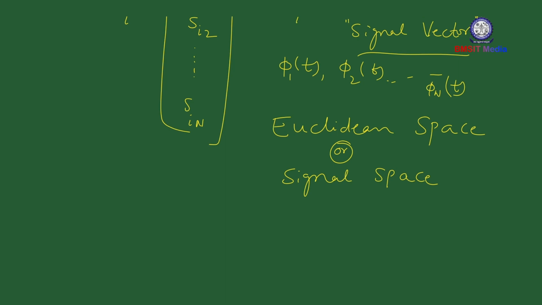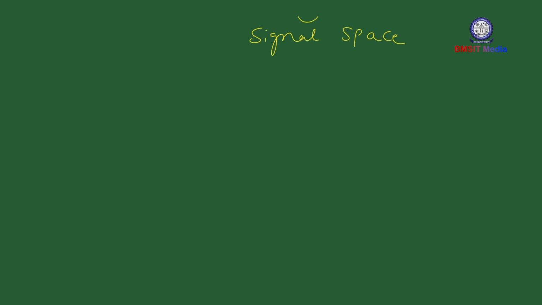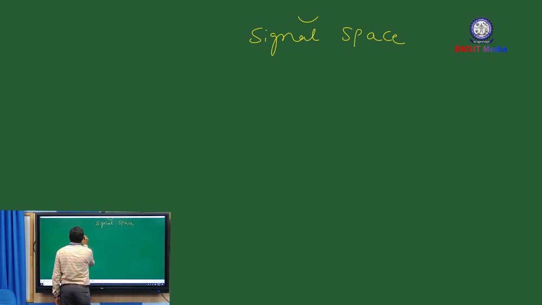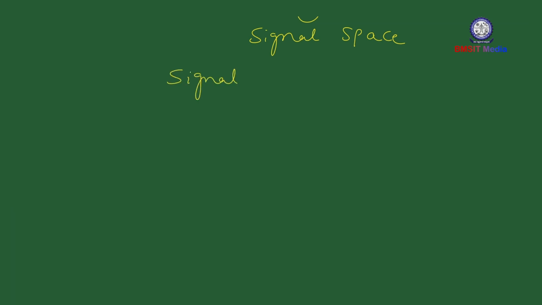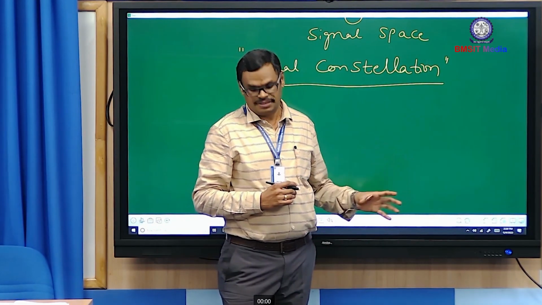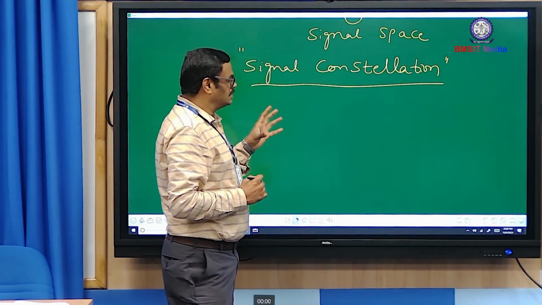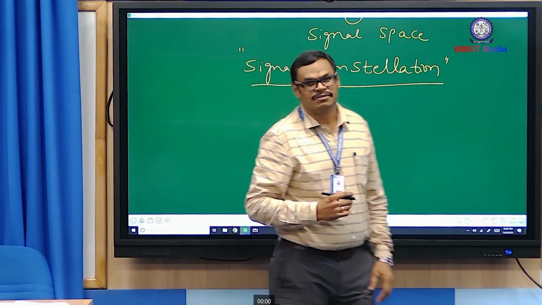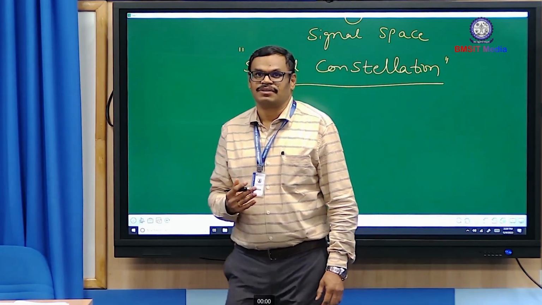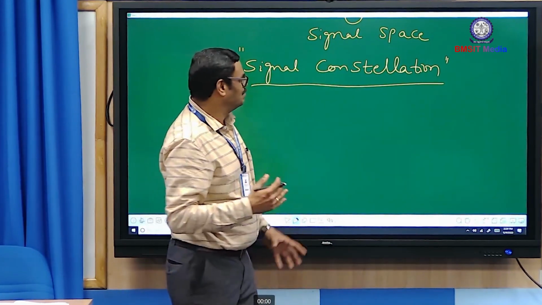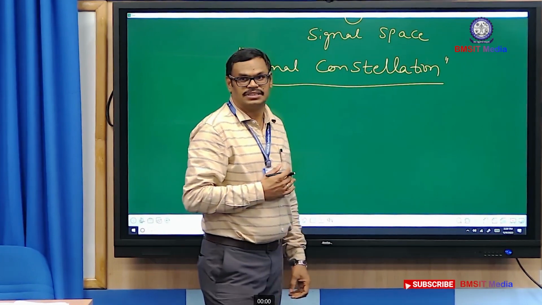So the n-dimensional Euclidean space is also called signal space, and the representation of signals in an n-dimensional signal space is also called signal constellation. So this is a very important term, and we draw the signal constellation diagram for every digital receiver circuit. Based on the signal constellation diagram we will be able to decide which symbol is transmitted and where the symbols are transmitted by looking at the diagram.